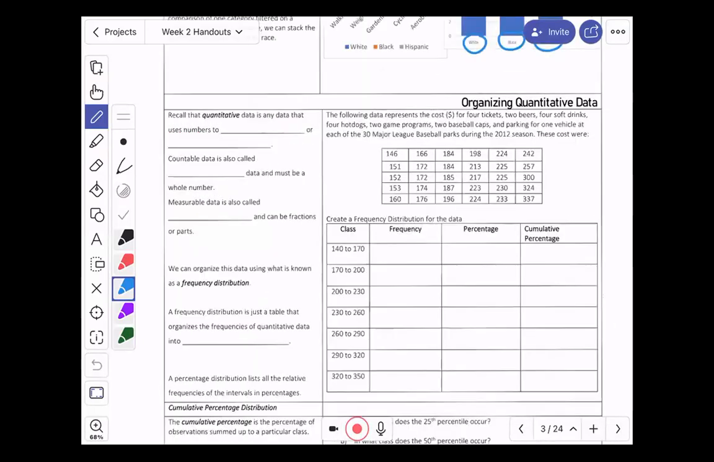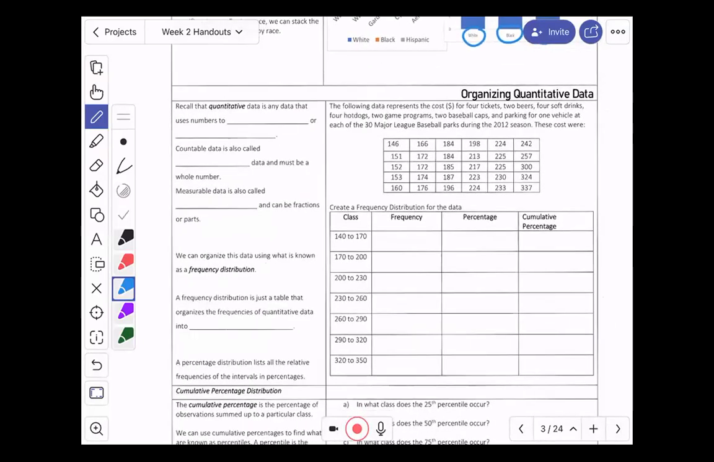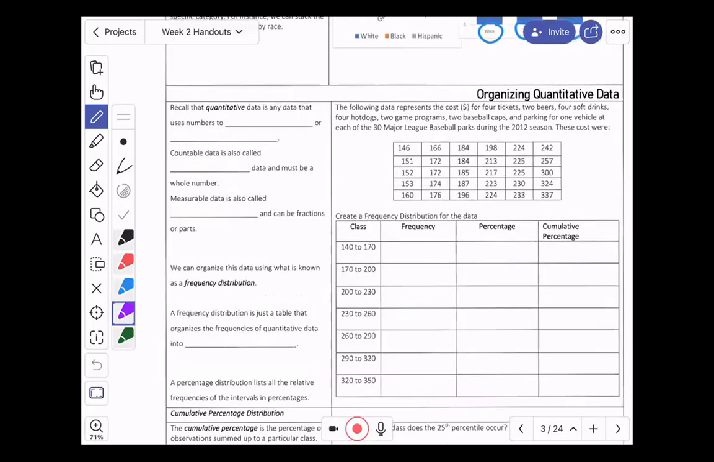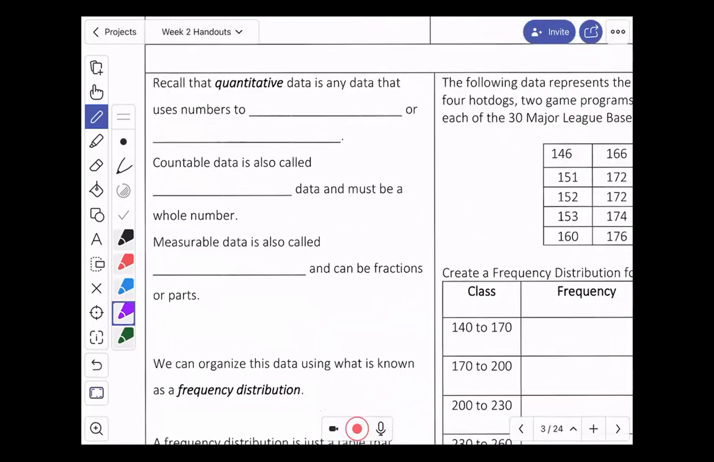So when we talk about organizing quantitative data, recall that quantitative data is any data that uses numbers and can do one of two things. What do they do? Can you remind me? Count or measure. Thank you. Count or measure, right?